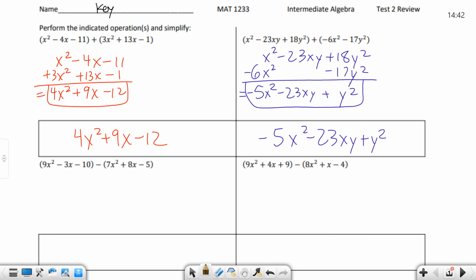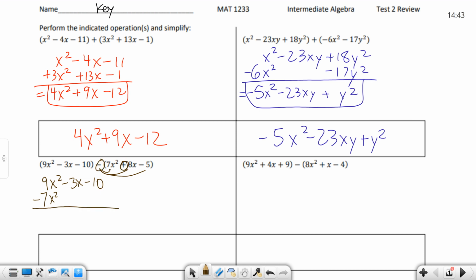And then over here, look at the next one. 9x squared minus 3x minus 10. Then what's between the parentheses? A minus sign. That means I'm no longer adding, I am subtracting. Nothing is in front of the first one, so it doesn't change. We're going to have 9x squared minus 3x minus 10. But then I take this negative and I distribute it to all 3. So this is positive 7. So guess what? It becomes negative 7x squared.